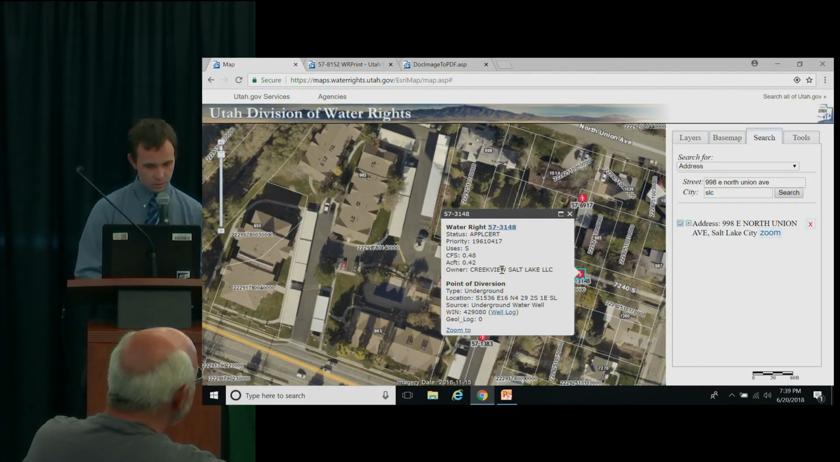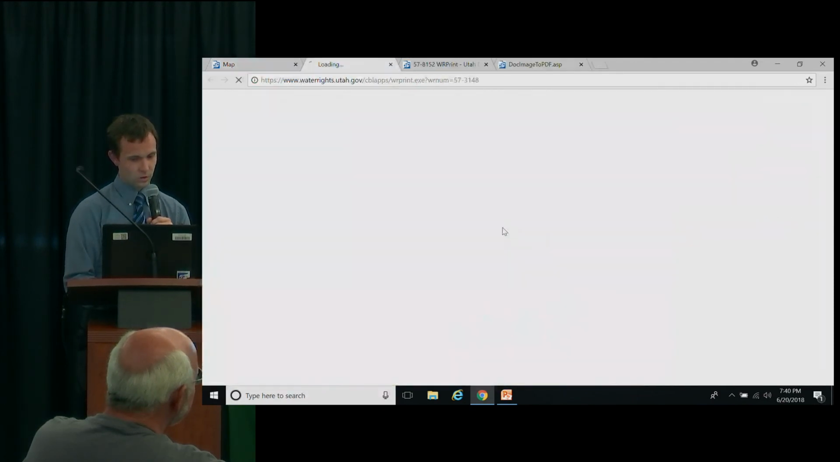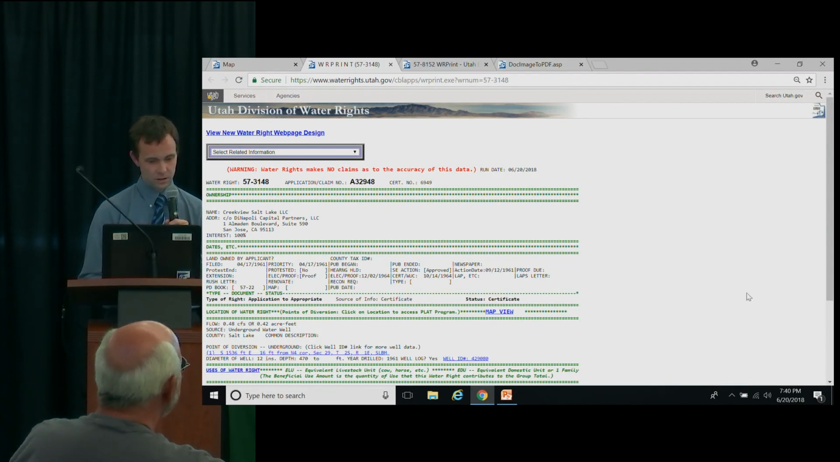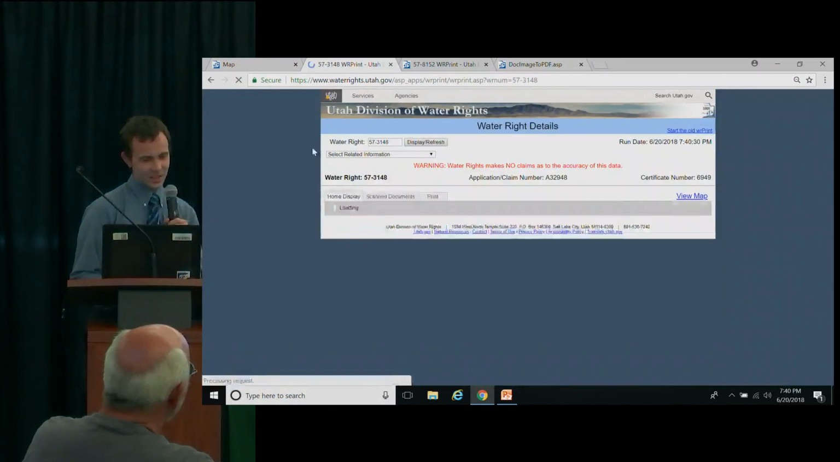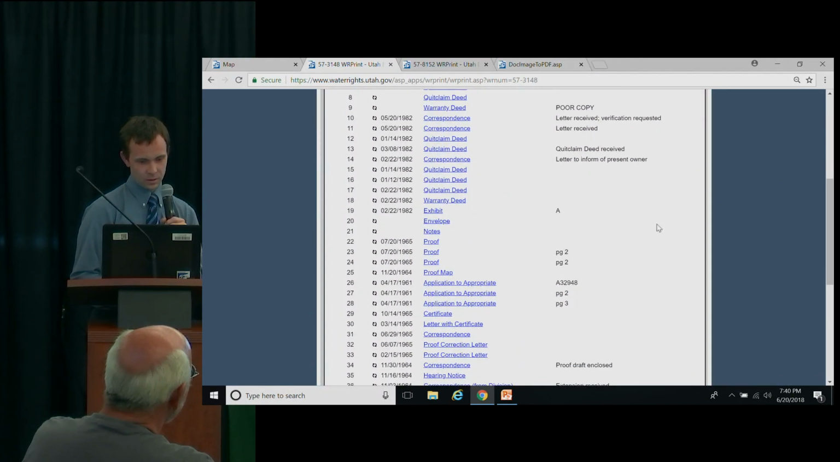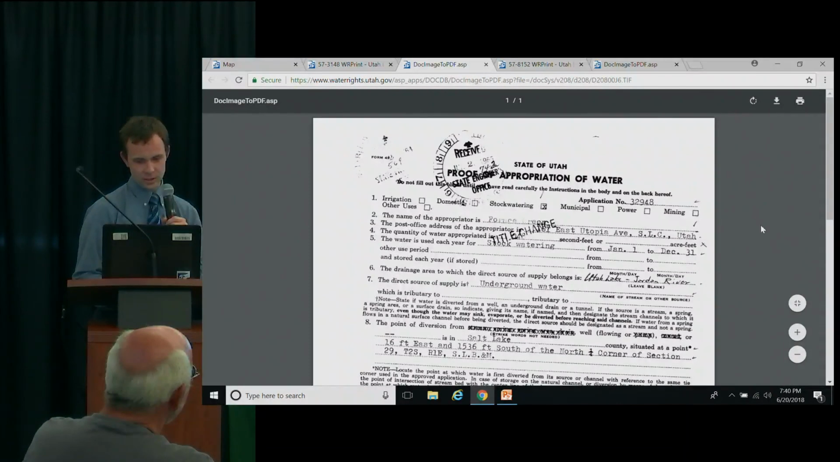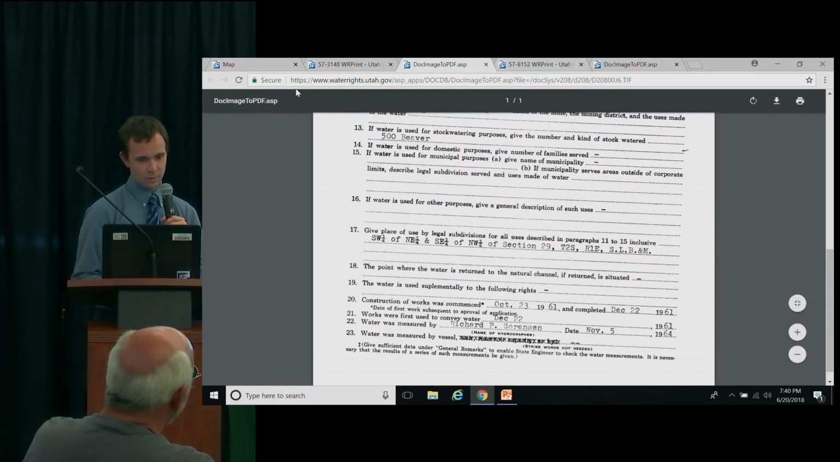So it says Creekview Salt Lake LLC, which could be anybody's business entity, who knows. It says that it's used for livestock watering, so that may have changed in many years, right? But the amount of livestock that it's for is 15 head of horses and cattle, or the equivalent. We could very well look up what it meant when it said 15 head, here on the proof. The proof says that they used the water, and if I go to page 2, I'm going to guess is where I need to be.